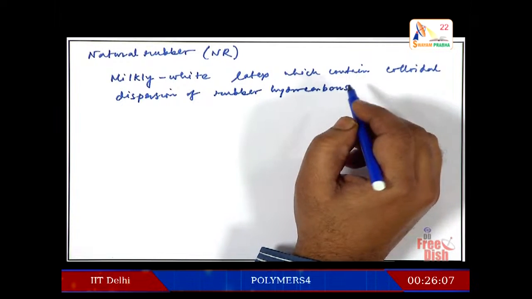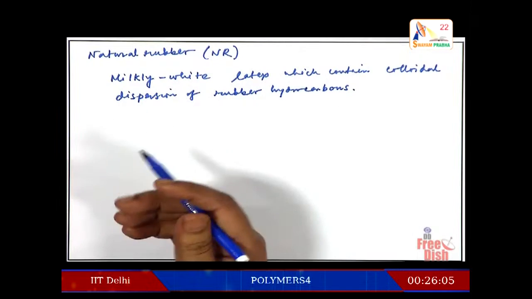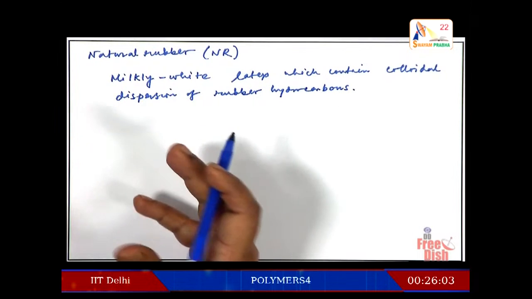So, this is obtained from the bark of the rubber tree. If you have visited Kerala, you probably have seen the rubber trees. From the bark you can get this milky white latex coming out, and you can get natural rubber from the bark of the rubber trees, which are abundant in South Africa.